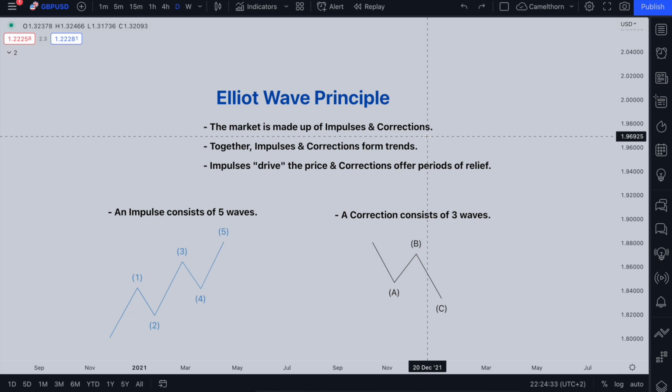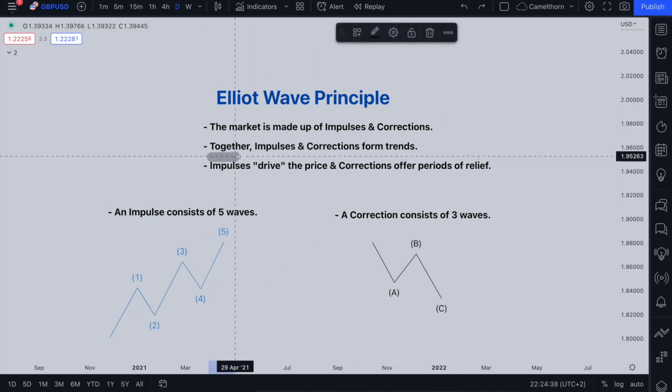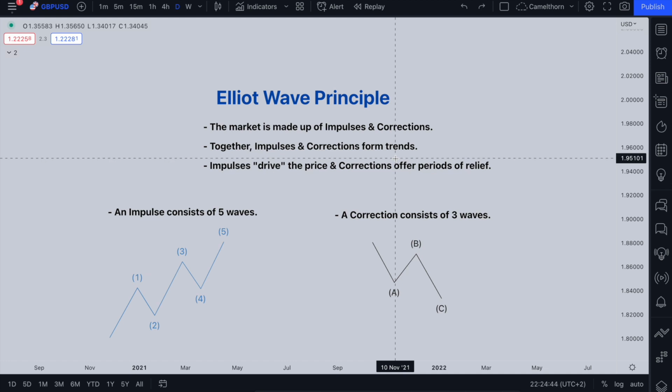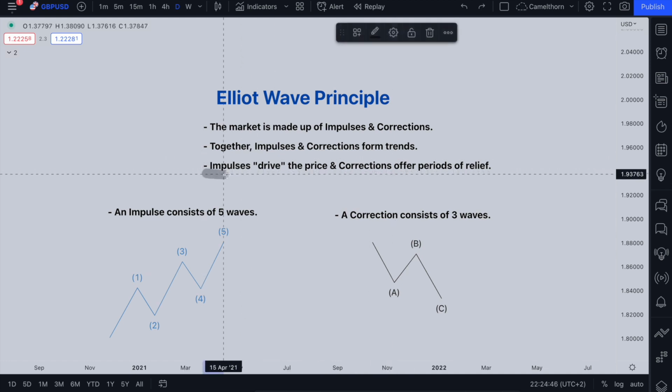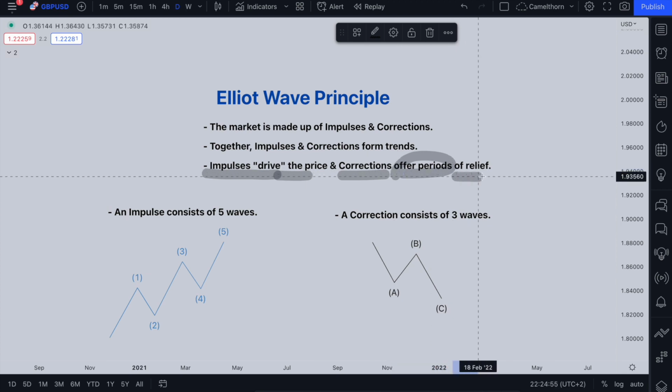Okay, the market is made up of a series of impulses and corrections. Together, these impulses and corrections form trends, right? Now, how they do that is your impulses are known as drivers of price, drivers of the market, and then your corrections just offer periods of relief when price is being driven in one direction or another, right?